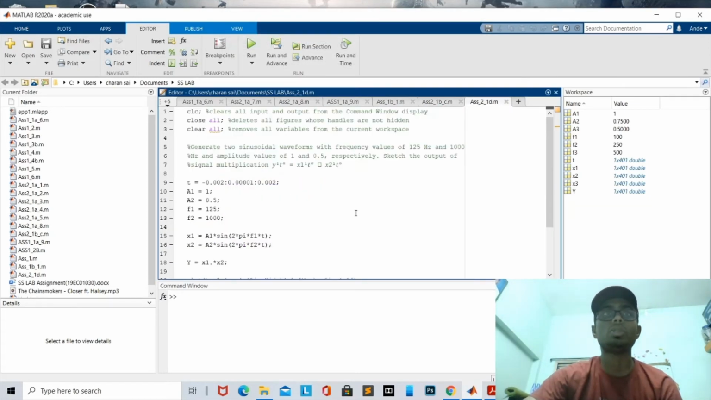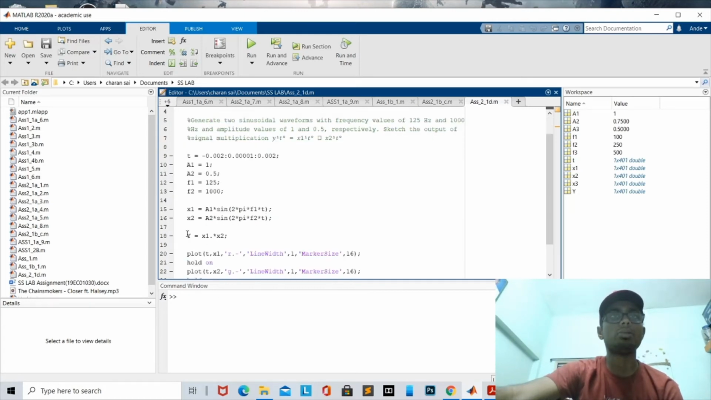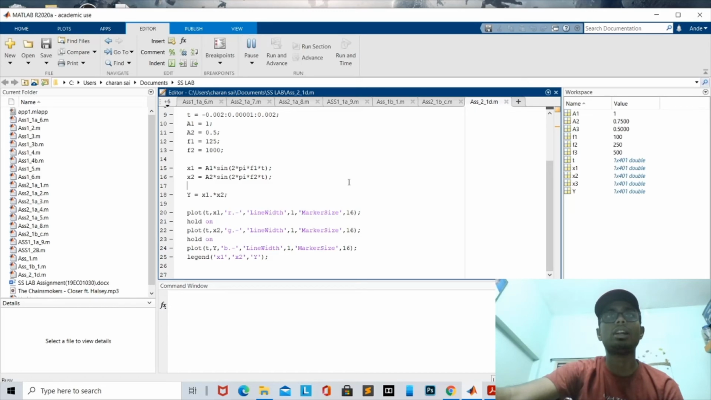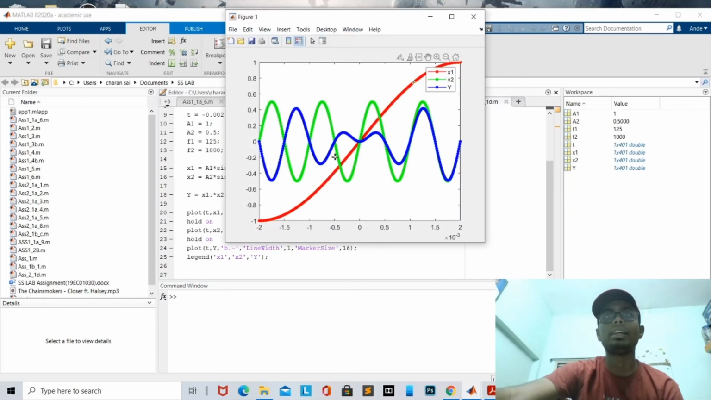And moving to the next one, they're asking us to multiply these x1 and x2. So what I'm doing is I'm assigning some values to t, and I'm assigning a1, a2, f1, f2 as mentioned in the question. So how I'm multiplying is I'm using the command y is equal to x1 dot star x2, and I'm plotting those graphs. So here come the graphs. The red one represents x1, the green one represents x2, and the blue one represents y, which is the multiplication of x1 and x2, which is x1 into x2.